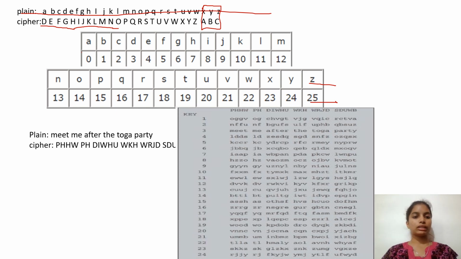So now let us look into the example, meet me after the Toga party, where the plain text M has the cipher P. How is it? M has the corresponding cipher as P. Similarly E has the corresponding cipher H. Then T has the corresponding cipher W. So similarly, you have to write the cipher for the whole plain text.